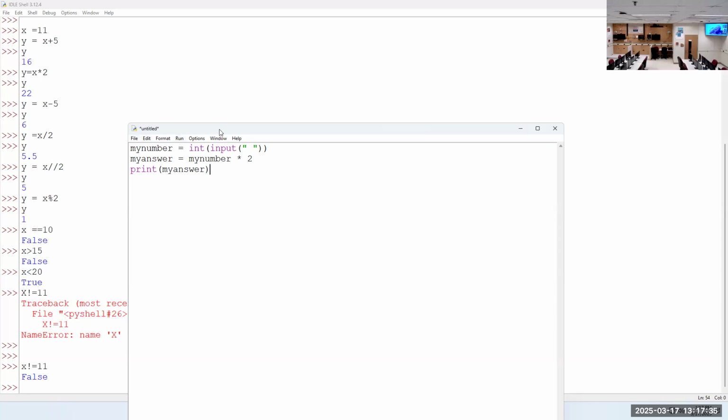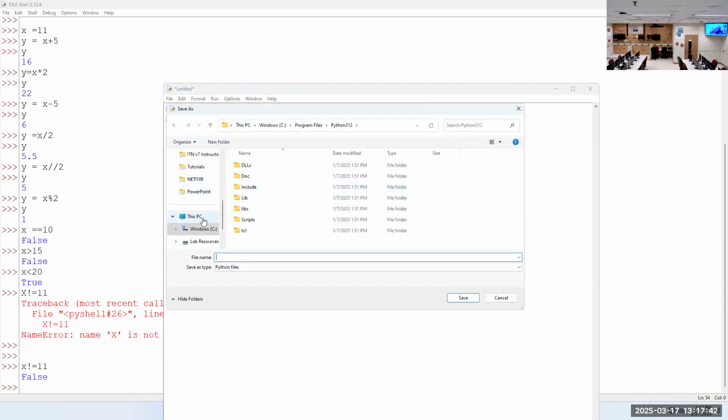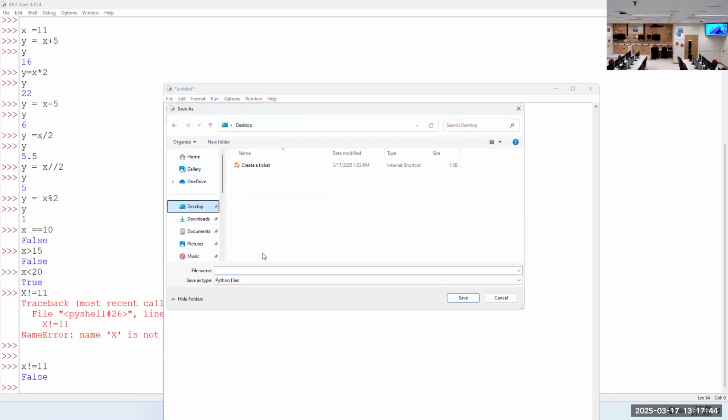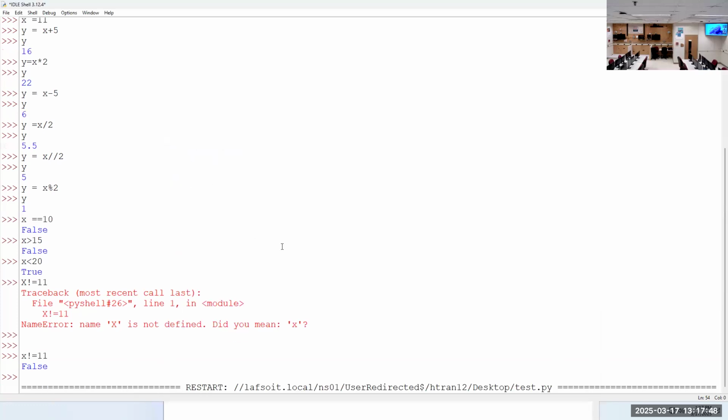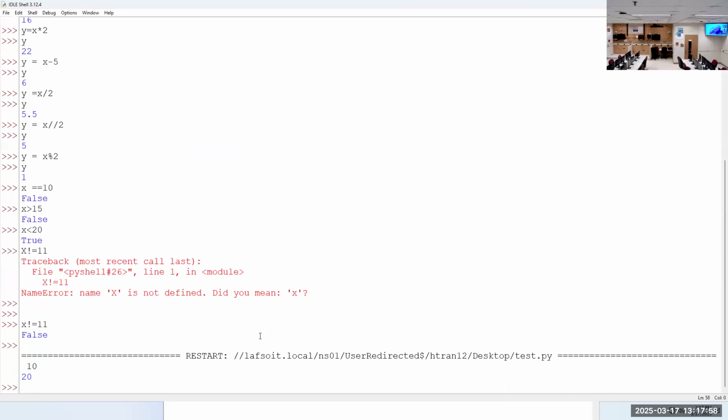So in this one, if I want to run it, I click the run here. I can run the module here. I have to save it somewhere. I want to save it to desktop here. That's it. Okay, now you see this. I'm supposed to enter the number here, right? So if I enter the number 10 here, it prints out number 20 here. So that is the case when you work with the Python in the script mode.